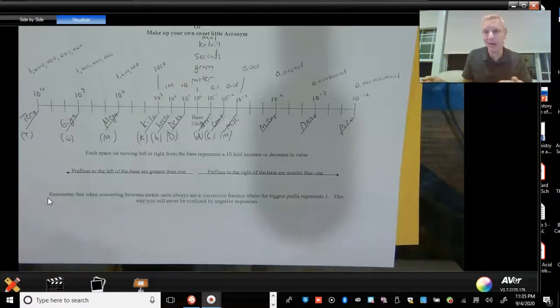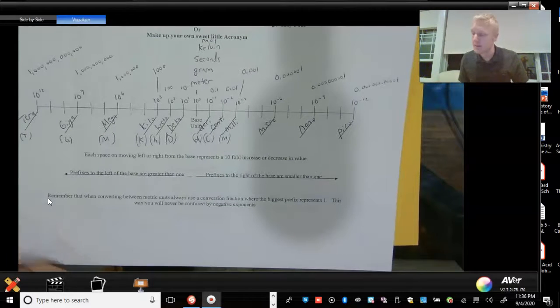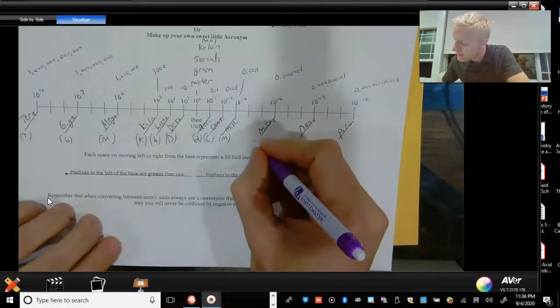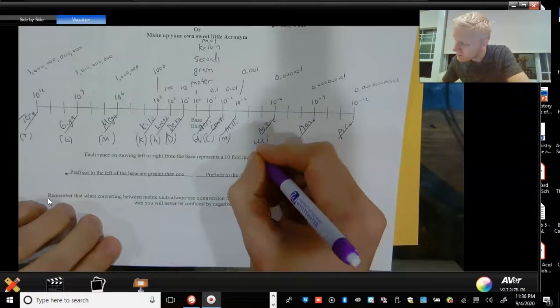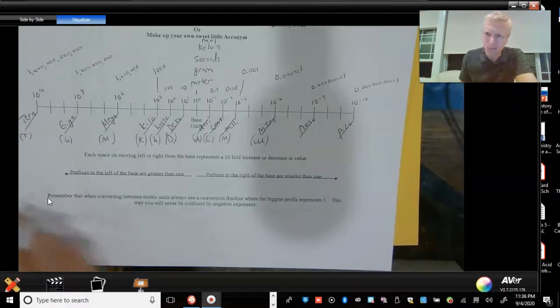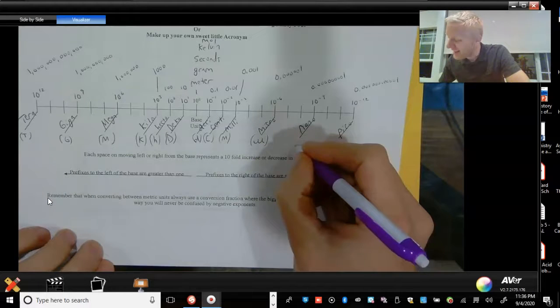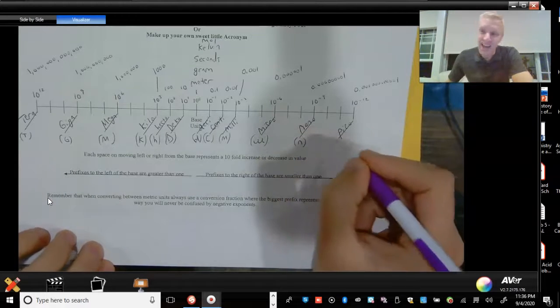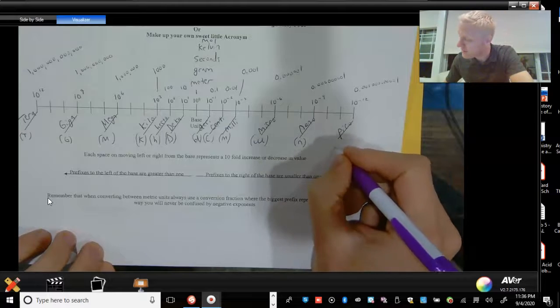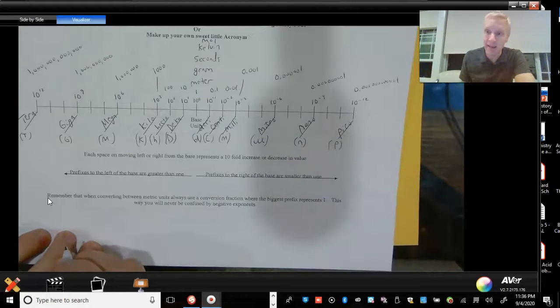But what happens when uppercase and lowercase are both taken? Well, then you go Greek. So, micro is the Greek symbol mu. You all knew that, right? Okay, and then nano is lowercase n, and pico is lowercase p.